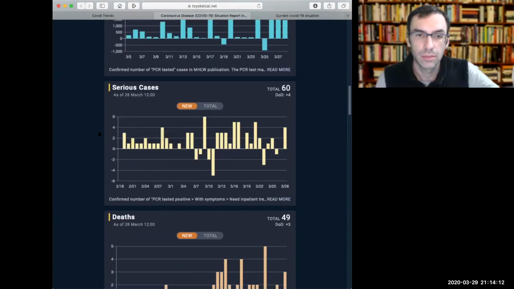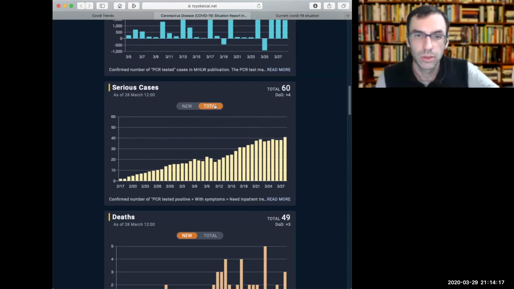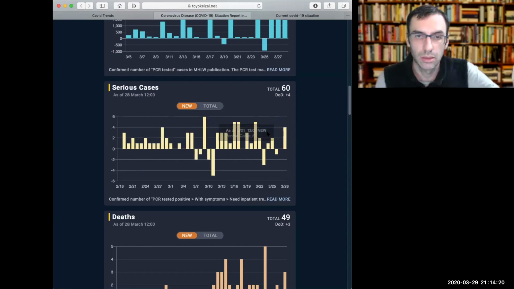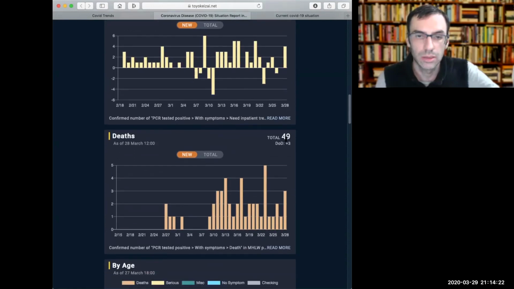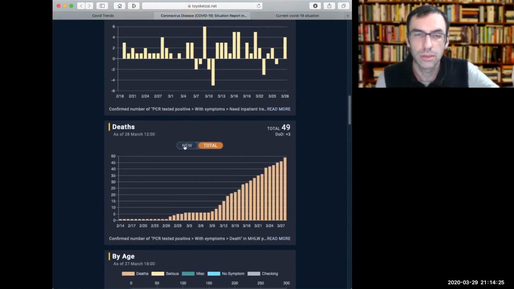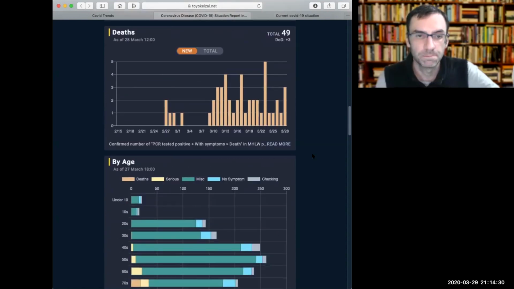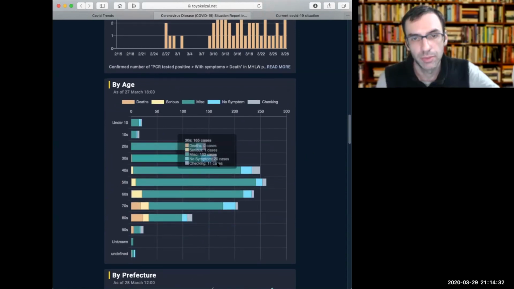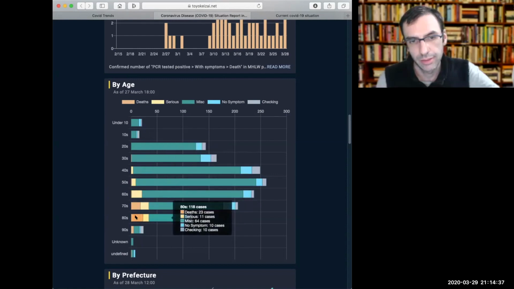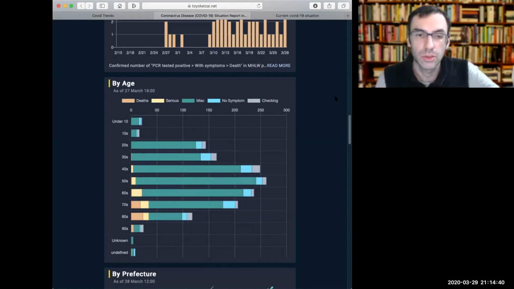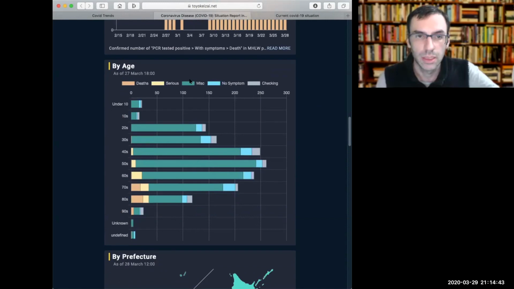Serious cases, relatively flat. Day-on-day change is about 4. You can see the total number increasing, but we're not seeing a large number increasing in new cases. And again, deaths are going to increase as we move forward, especially in Japan, because we have such an elderly population. This is the same information by age. You can see that the number of deaths, again, is on the higher side, just like we've seen in other countries. And we can see miscellaneous and serious conditions also on the higher side, and no symptoms somewhere in here.